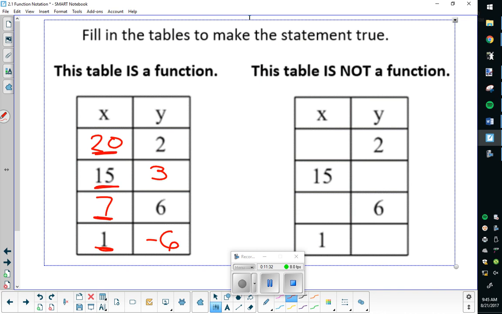Brian, what'd you put on the second one? 1 and 3. Why are you saying that one's not a function? Two x's and they both go to different y's. A 2 and a 1, that makes it not a function. Does that make sense there? Cool. Flip it over.